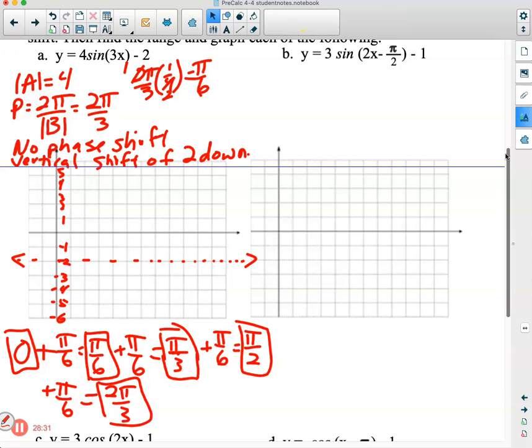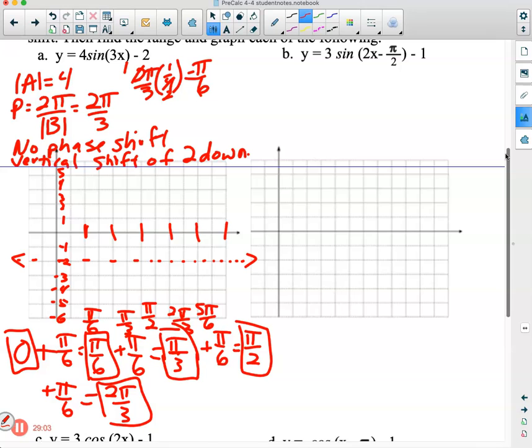So I think I'm going to go every 2 spaces will be a pi over 6. So there's 1 pi over 6, 2 pi over 6, which is our pi over 3, 3 pi over 6, pi over 2, 4 pi over 6, 2 pi over 3, 5 pi over 6, and 6 pi over 6, which is 1 pi. And then let's go backwards the little bit that we can here to negative pi over 6.